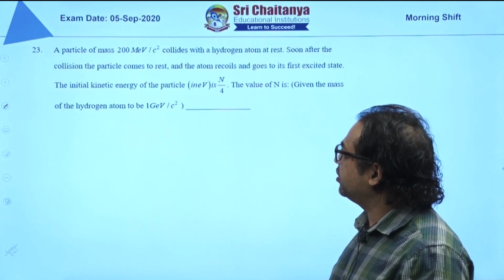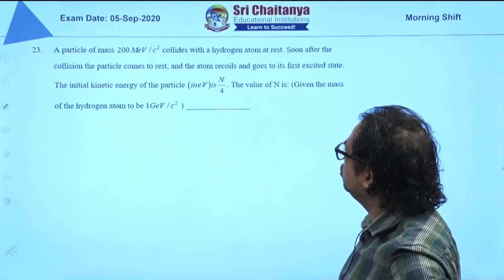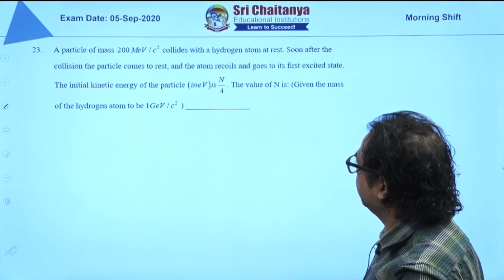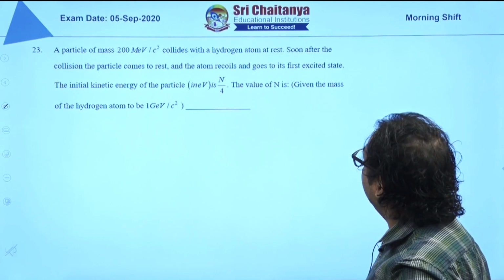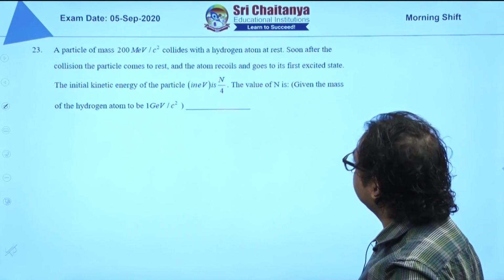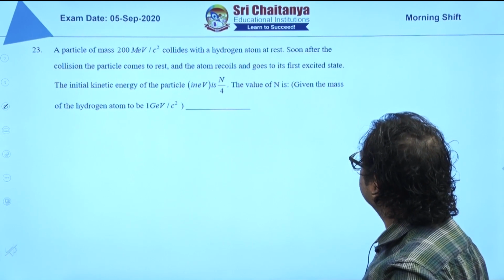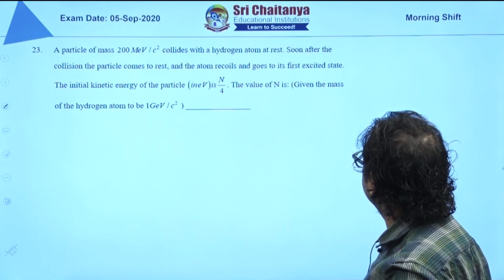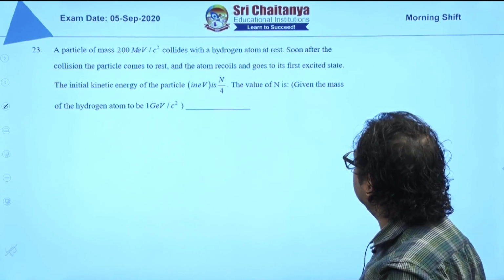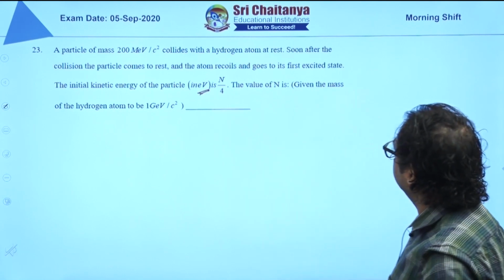So, let us proceed to question number 23. A particle of mass 200 mega electron volt per coulomb square collides with a hydrogen atom at rest. Soon after the collision, the particle comes to rest. So, the atom recoils and goes to its first excited state. The initial kinetic energy is n by 4 electron volt. What is the value of n?